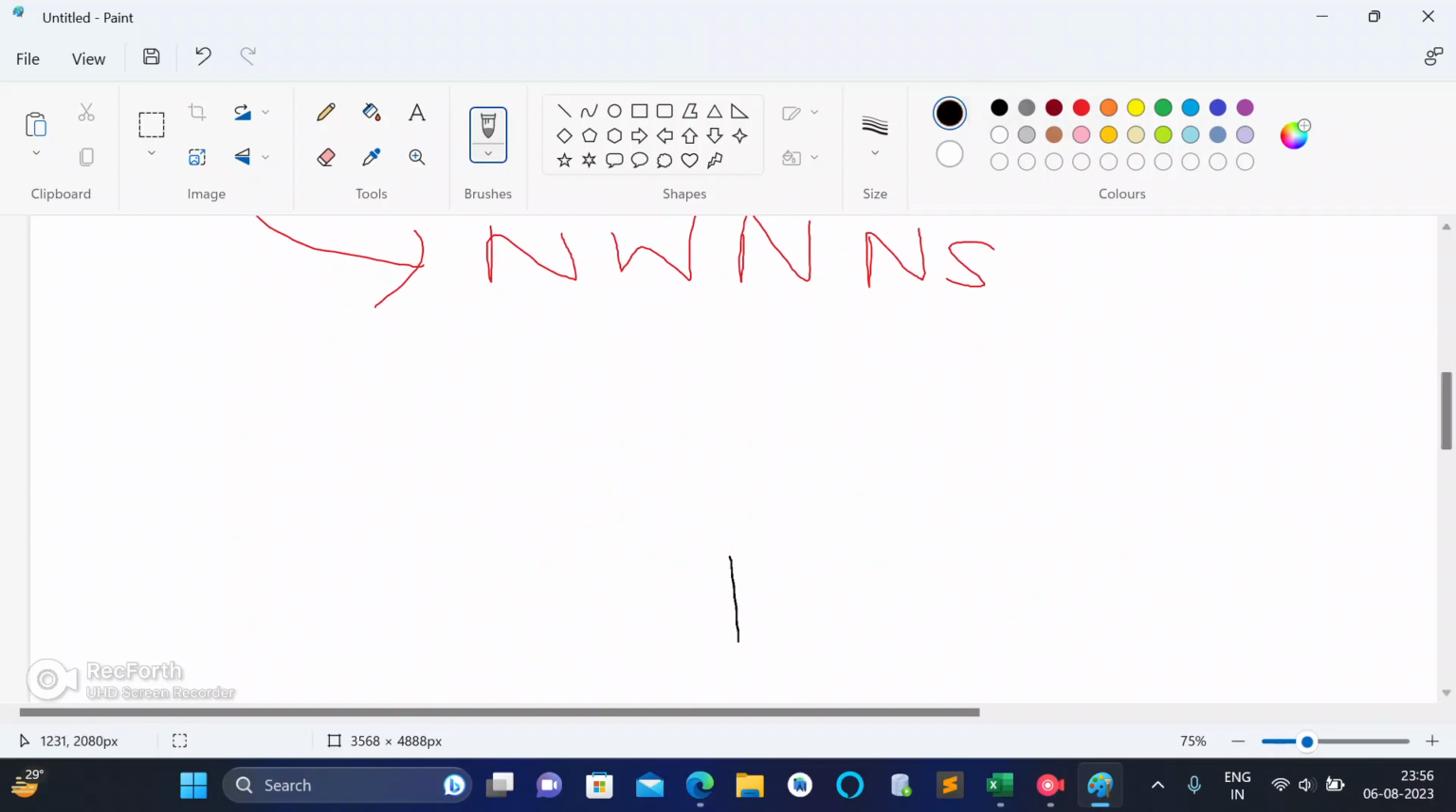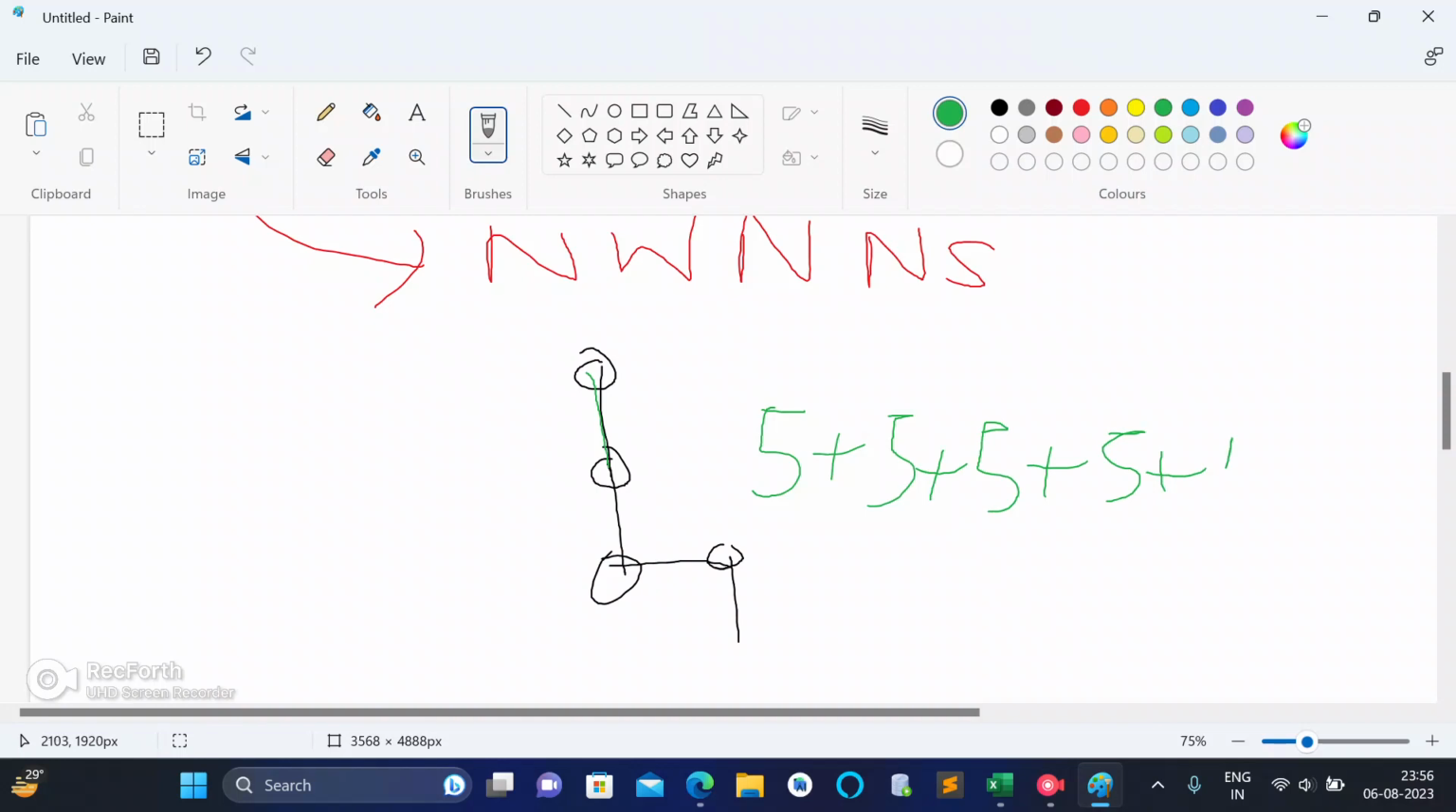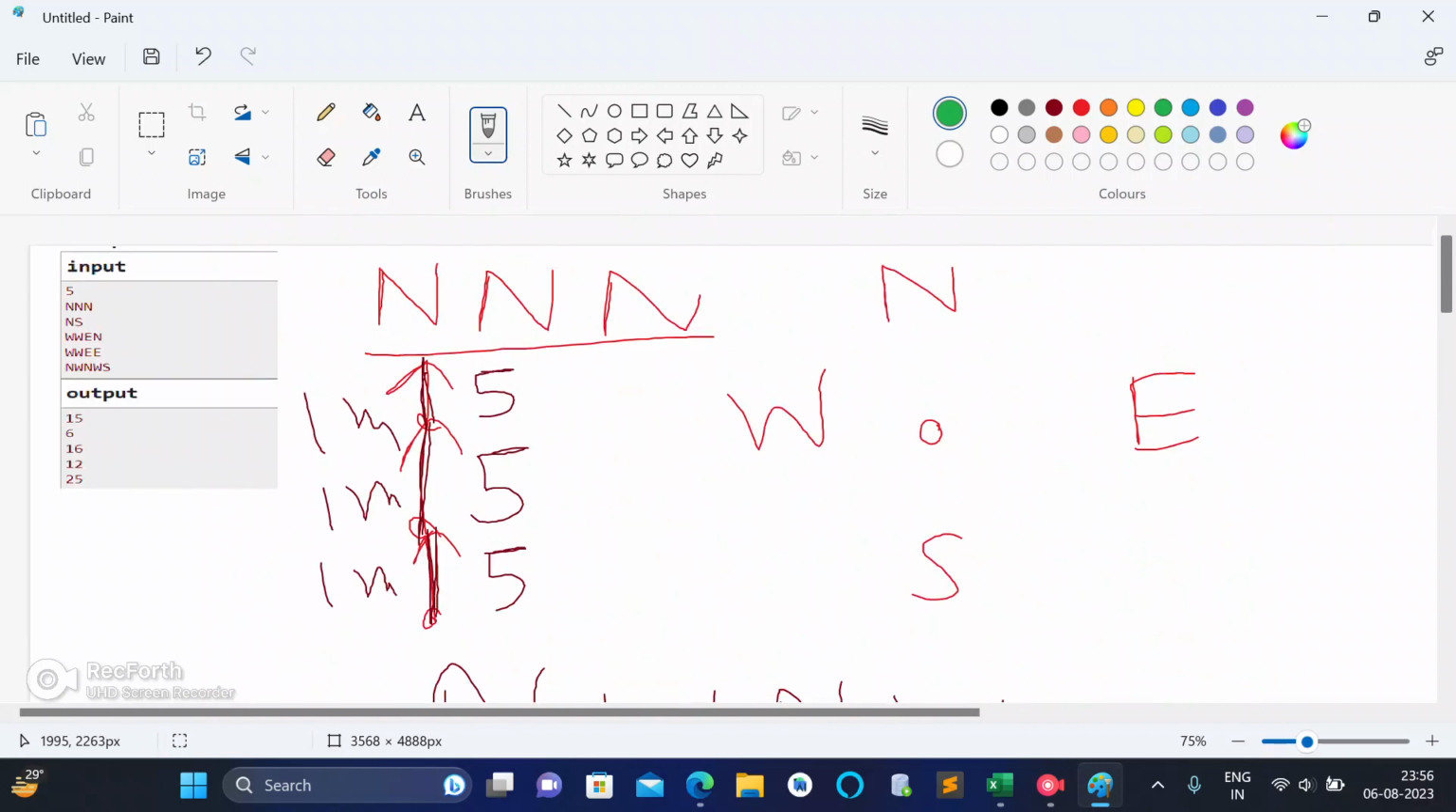If this is my test case, first I move north 1 meter, then I move west 1 meter, then I again move north 1 meter, then I again move north 1 meter. Then I move south 1 meter, and I move south 1 meter. So in that case the answer will be 5 plus 5 plus 5 plus 5 plus 1, which is actually 21. So this is the problem statement.